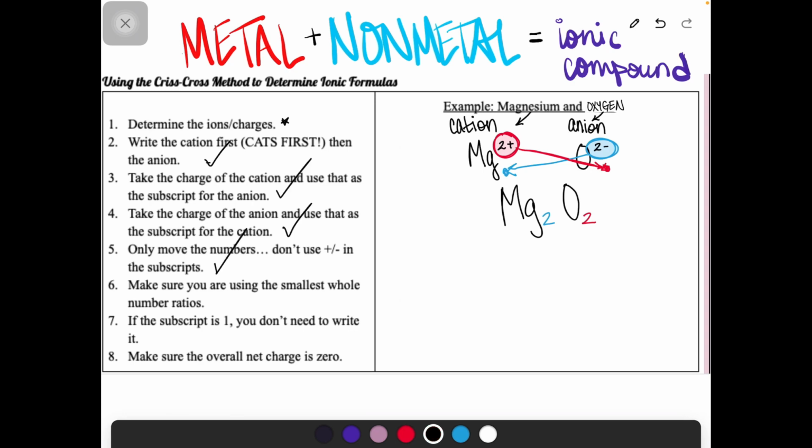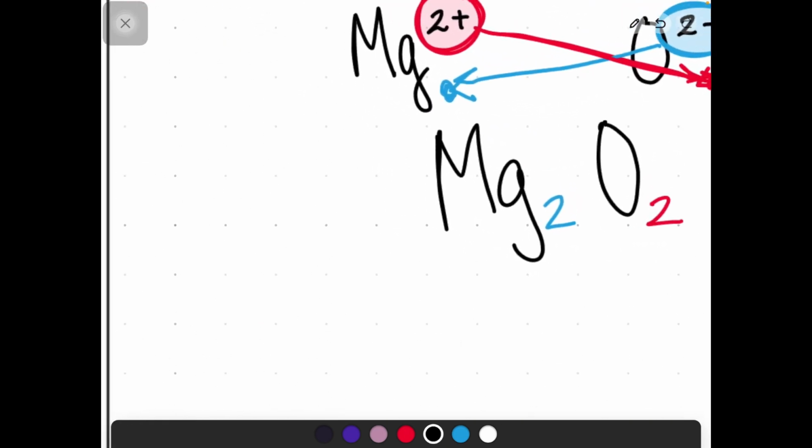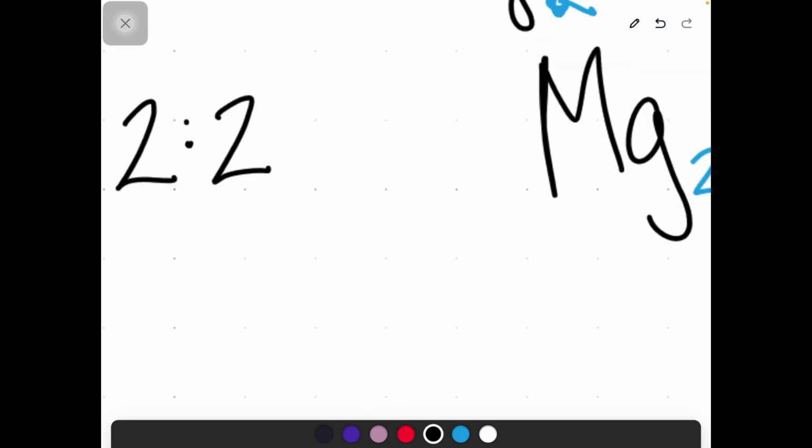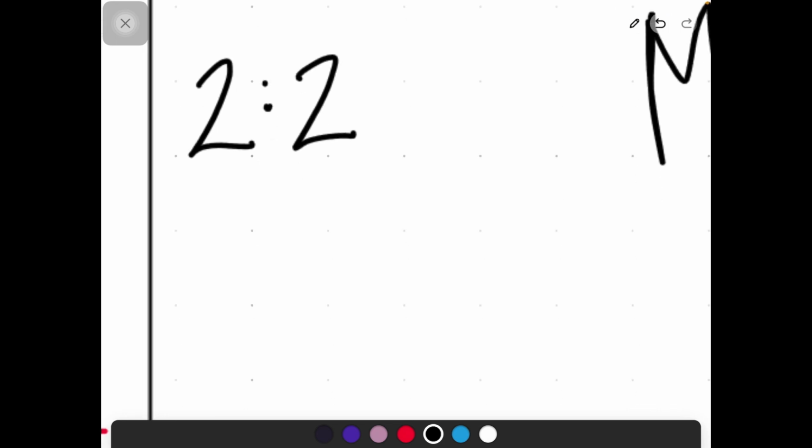Make sure you're using the smallest whole number ratios. Okay, so what do we mean by that? Right now in this formula, I have a 2:2 ratio. So if we look at this, is there any way we could simplify this? Is there any number that we can divide 2 and 2 by? Lowest common denominator. So yes, of course there is. We can divide them both by 2.